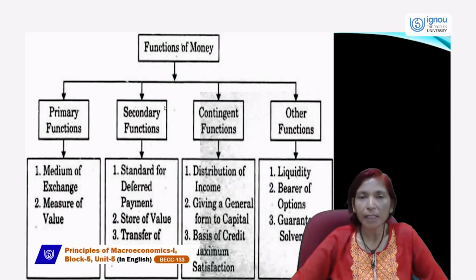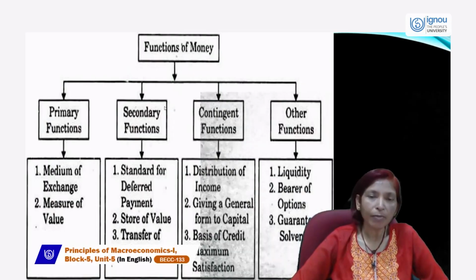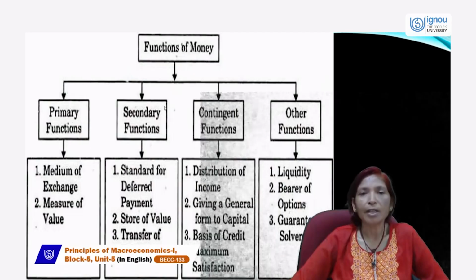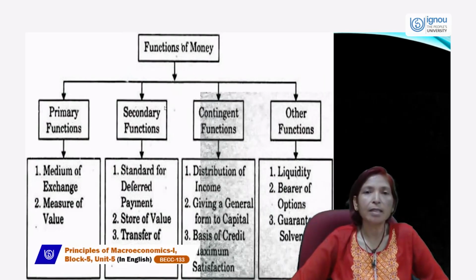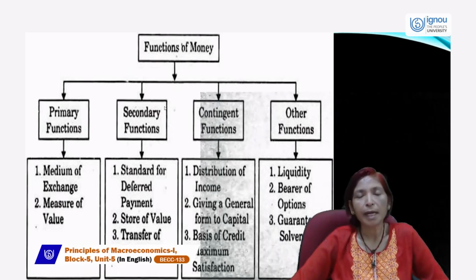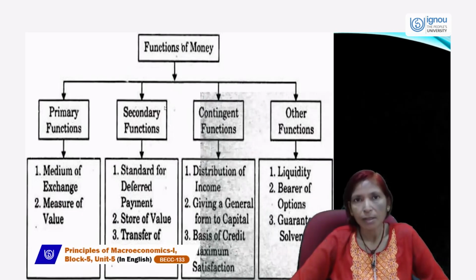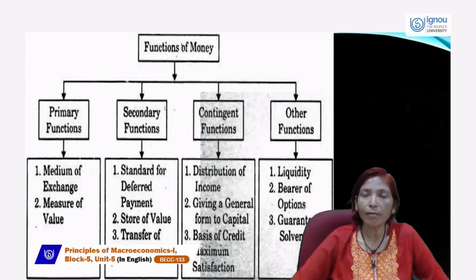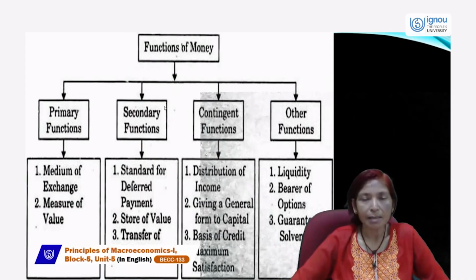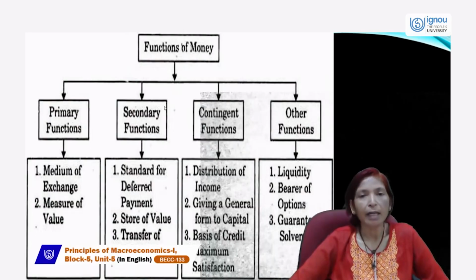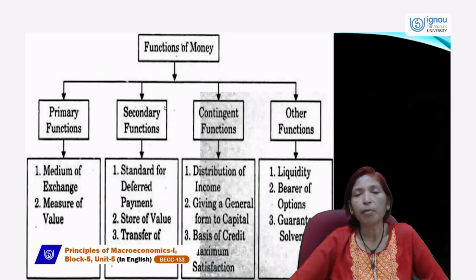Next is maximum satisfaction. With the help of money, a consumer can get maximum satisfaction through minimum spending. A producer can get maximum output at minimum cost. But it is possible only with the help of money. So money can maximize utilities and can maximize the profit or output level.